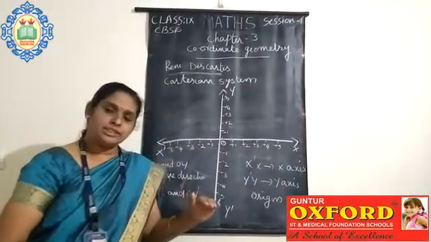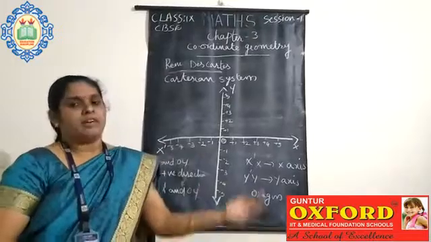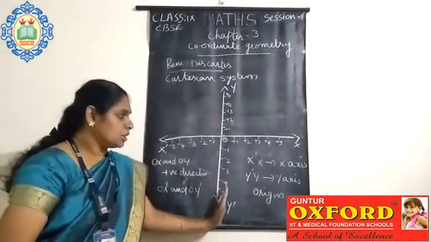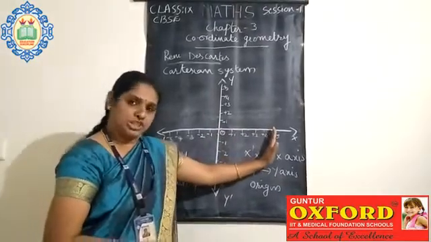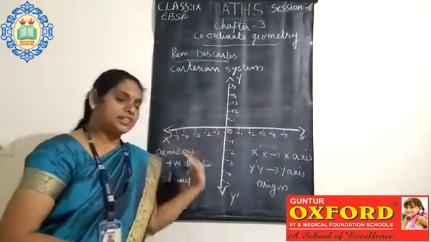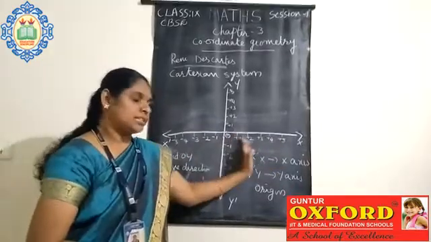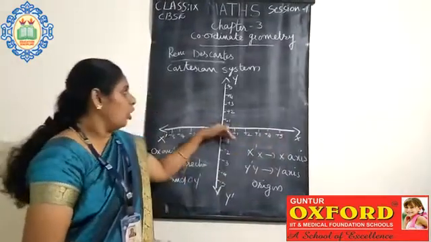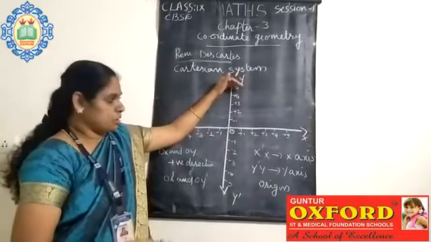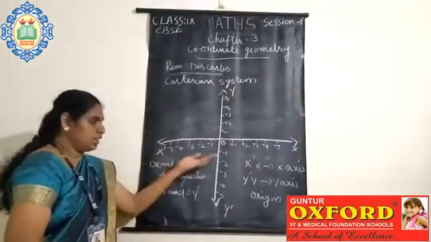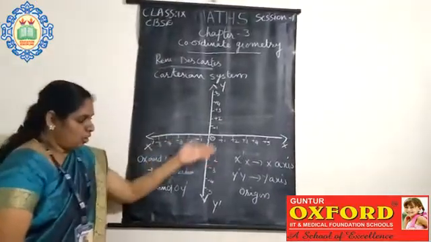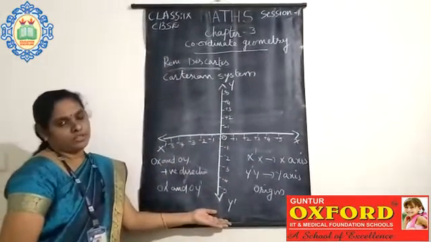The horizontal axis is known as the x axis. The vertical line is known as the y axis. The right side of 0 are the positive numbers. The left side of 0 are the negative numbers. Here OX is the positive direction, OY is also positive. Here OY dash are negative numbers, therefore this is the negative direction. OY dash is also the negative direction.